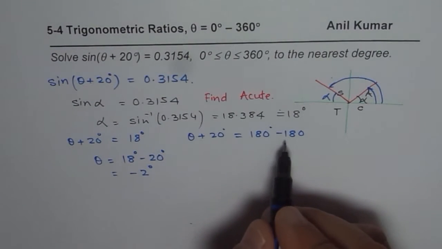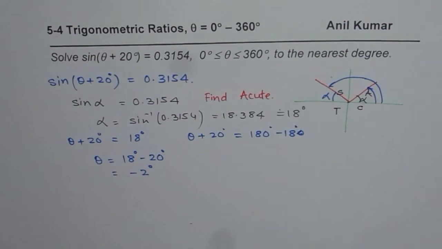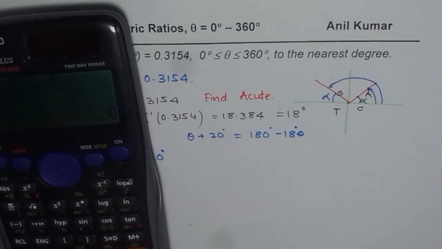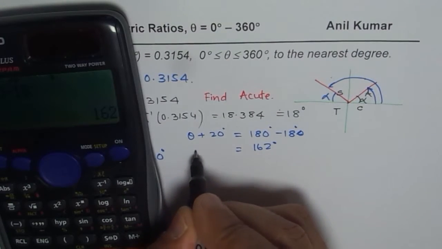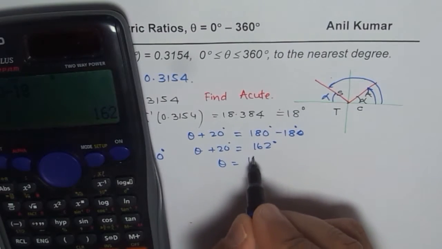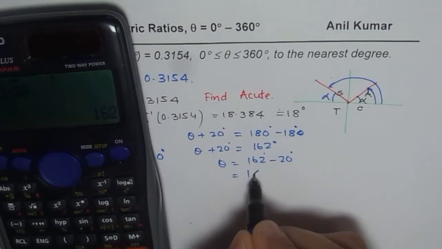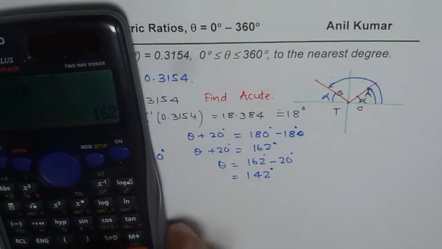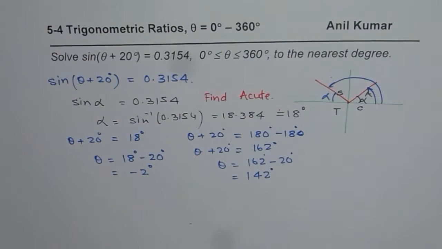Now let's look into the other solution also. So in this particular case, it is 180 degrees minus 18 gives you 162 degrees, right? 162 degrees, that is theta plus 20 degrees, right? So theta is equal to 162 minus 20 degrees. So that is 142 degrees. This one is within our domain of 0 to 360 degrees. So that is the correct answer, correct?